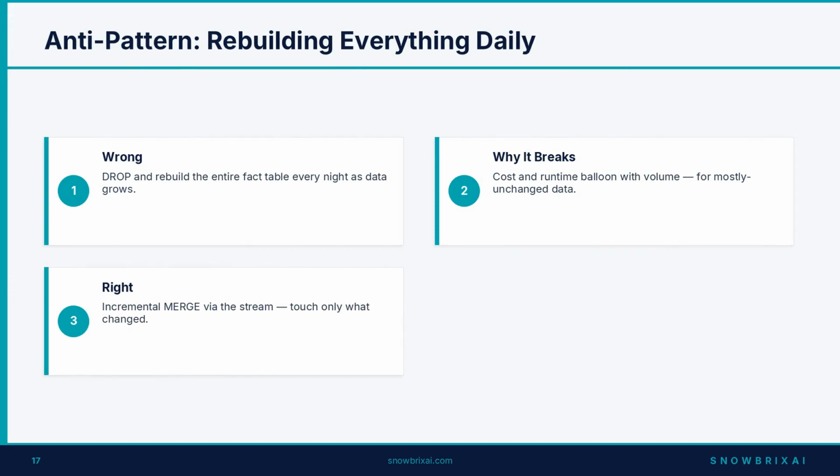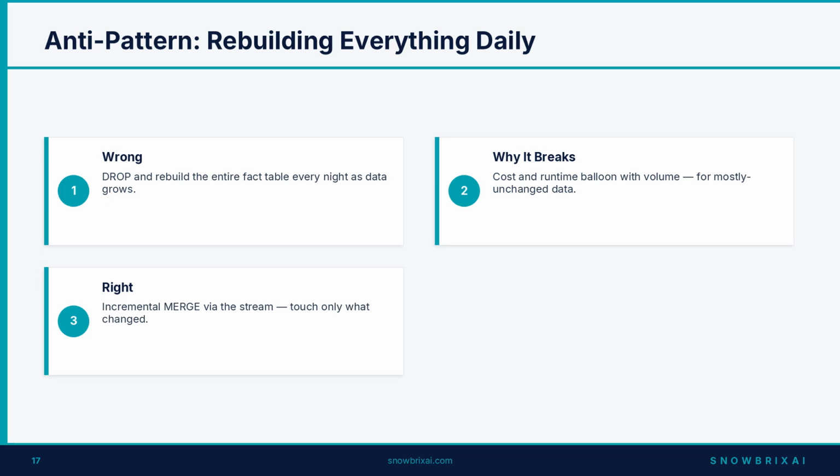And that leads us to one last anti-pattern. Here is the anti-pattern that quietly bankrupts pipelines. The wrong way is to drop and rebuild the entire fact table every single night. It feels safe and simple at first. Why does it break? As your data grows, cost and runtime balloon, and you are reprocessing mostly unchanged data, paying again and again for yesterday's rows. The right way is the stream and the merge we already built. Touch only what changed. Incremental beats brute force every time. Your bill and your sleep will both thank you.